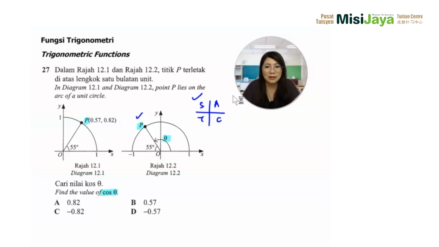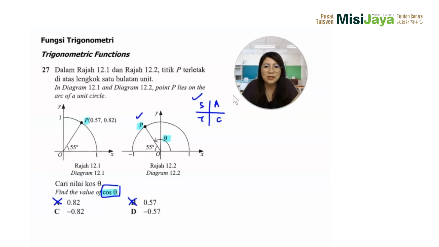Cos and tangent are negative. Which means that if they ask you to find the value of cos, definitely the answer will be negative. So we cross out all the positive answers. So A is incorrect and B is incorrect. So it's either C or D, okay? At least we have already narrowed down our answers, so our chances of getting it correct will be 50-50, okay?